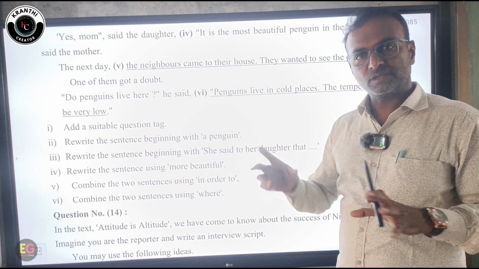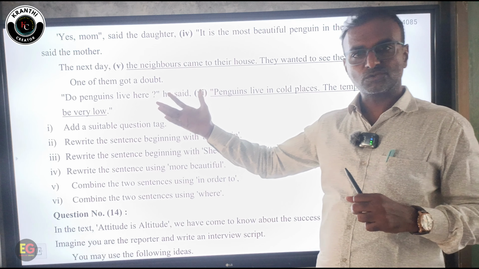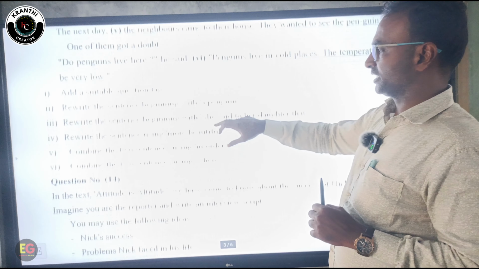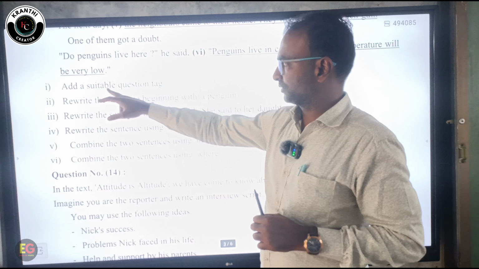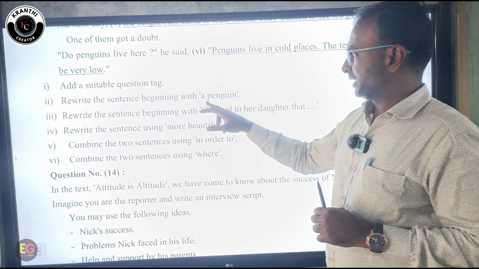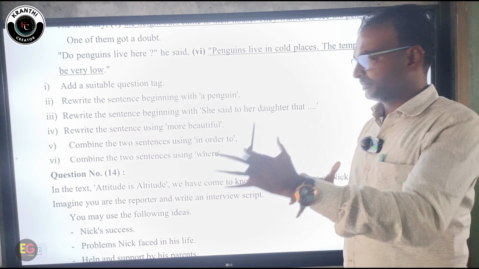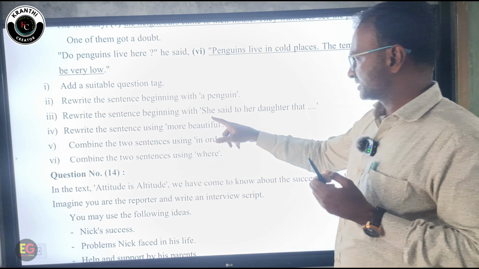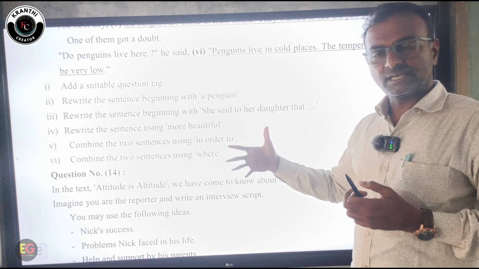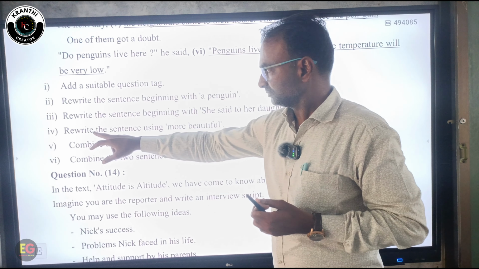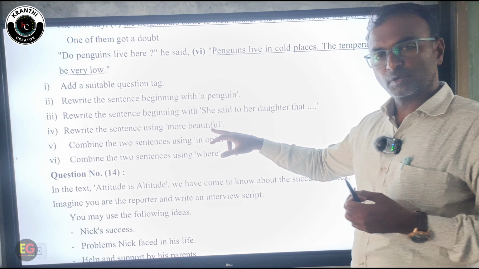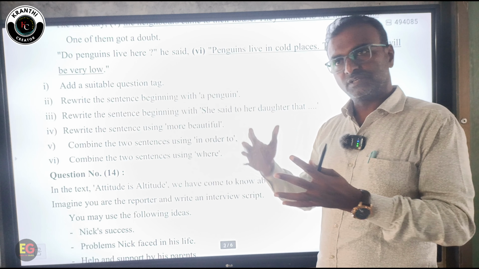If you make mistakes in 1 or 2 areas, you can easily score 4 to 8 marks. Here, the first one requires a question tag. The next one, beginning with a penguin, means passive voice. Rewrite the sentence, she said to her, means direct indirect speech. And the next sentence uses more beautiful. So beautiful, more beautiful, most beautiful.